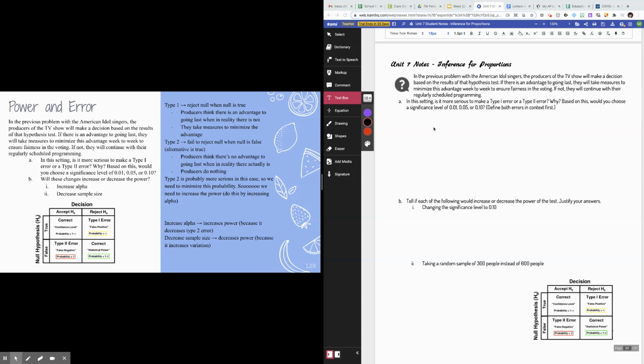Because it's a system that's already in place. Why would I change it if there's nothing wrong with it? Okay, so the question is, in this setting, is it more serious to make a type 1 error or a type 2 error? Right? So let's talk about that first.